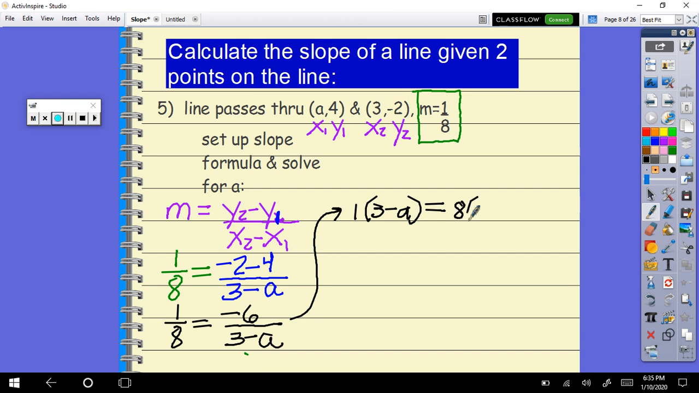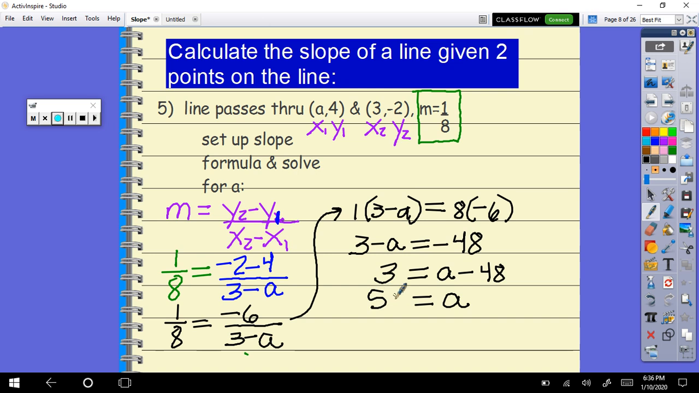I'm cross multiplying. Now, a lot of times I'll skip the step that I just wrote, and I'll just say 1 times 3 minus a is 3 minus a, and 8 times negative 6 is negative 48. My goal is to solve for a, so I would like to add a to the right-hand side so it will be positive. But that means I'll also have to add 48 to the left-hand side. I added a to the right-hand side. I might have said left, but I meant right. And I'm going to add the negative 48. I need to add 48 to the left-hand side. So 3 plus 48 is 51.